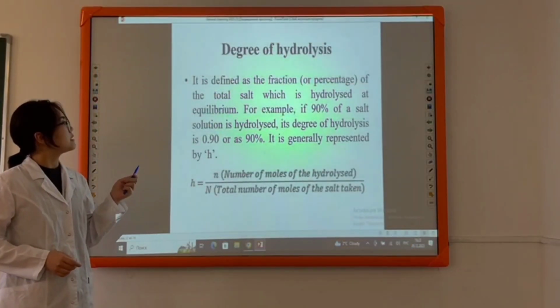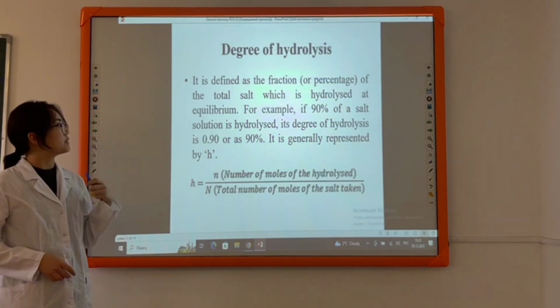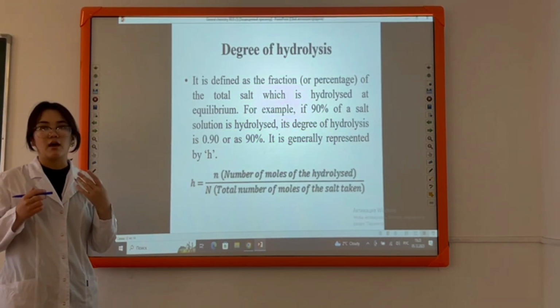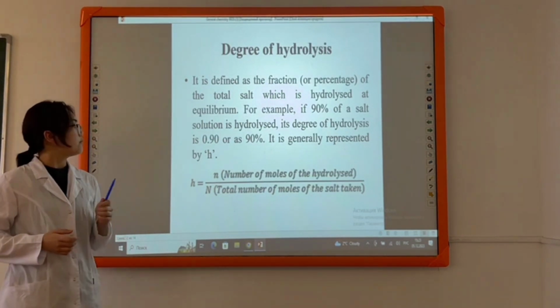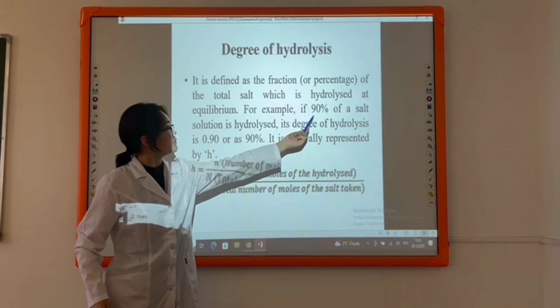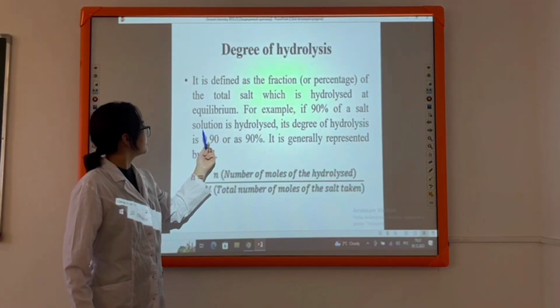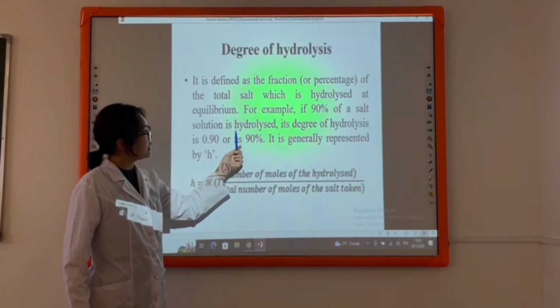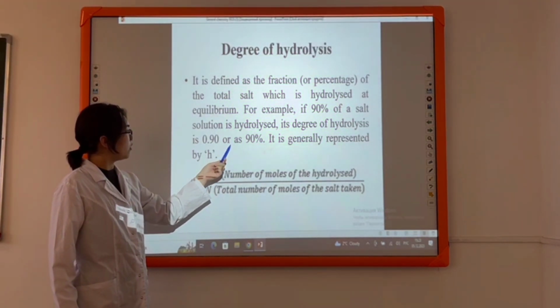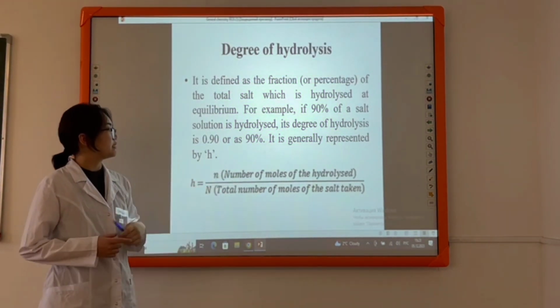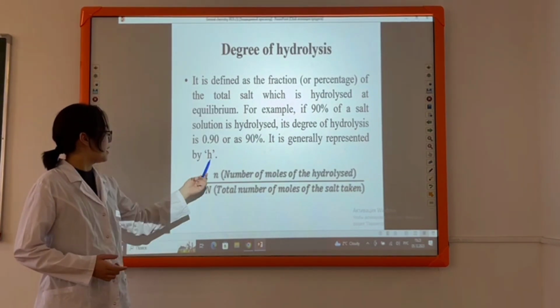Degree of hydrolysis. It is defined as the fraction of the total salt which is hydrolyzed at equilibrium. For example, if 90% of a salt solution is hydrolyzed, its degree of hydrolysis is 0.90 or 90%. It is generally represented by h.